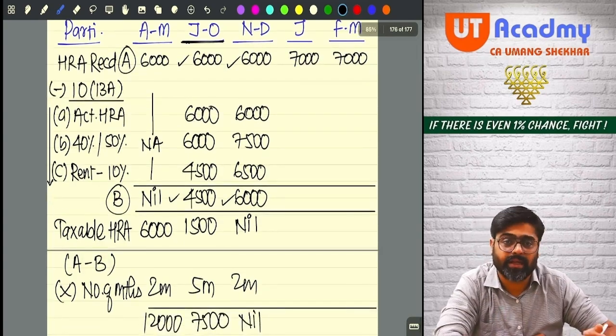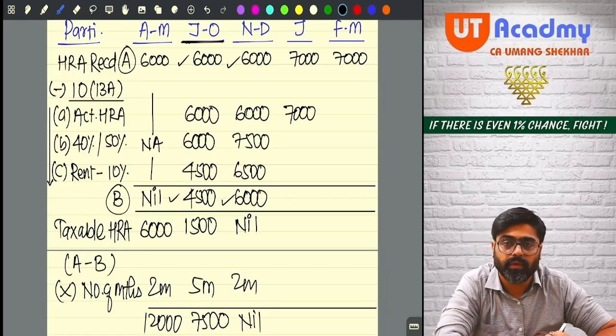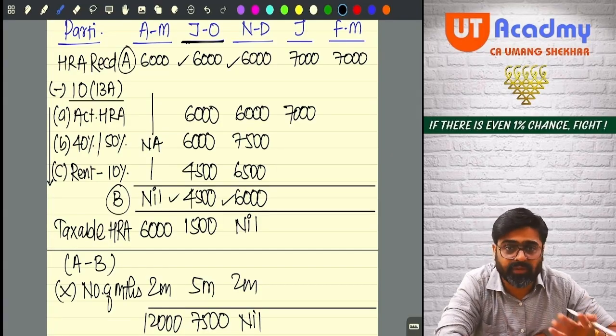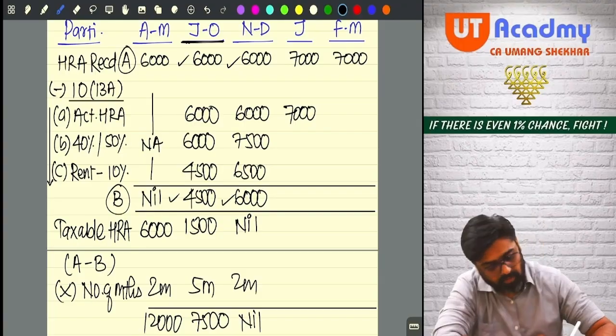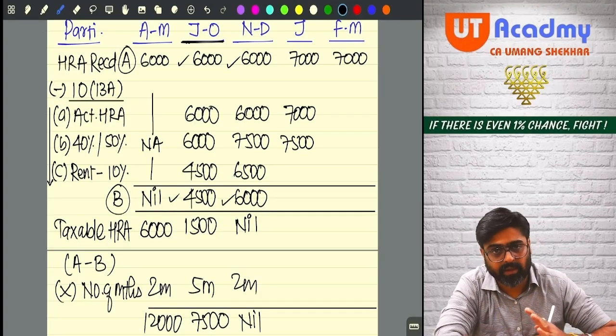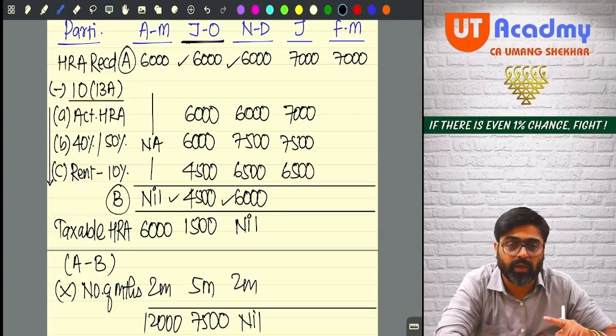January, my HRA is changing. So actual HRA is 7,000. Salary will remain the same, 15,000. Rent is paid in Delhi, so 50% of 15,000 will be 7,500. This will remain the same. And rent paid minus 10% of salary, 8,000 minus 1,500, will be 6,500. Did you check, only limit A changed?